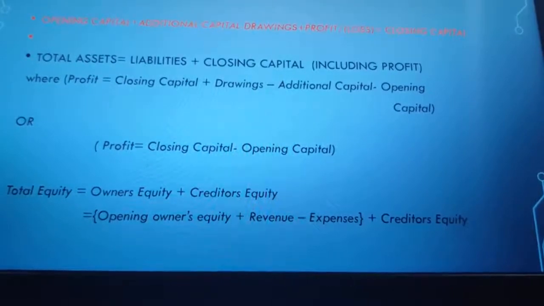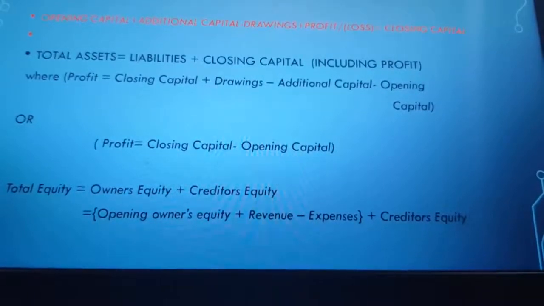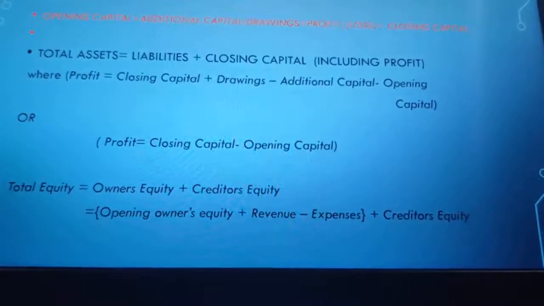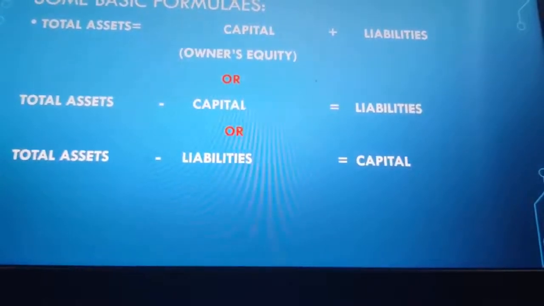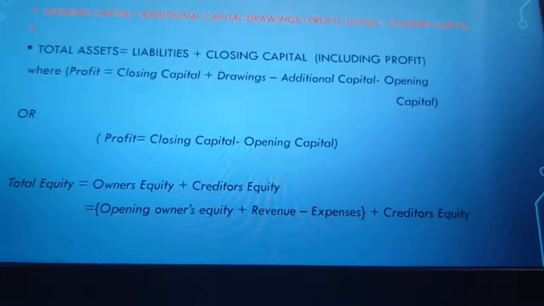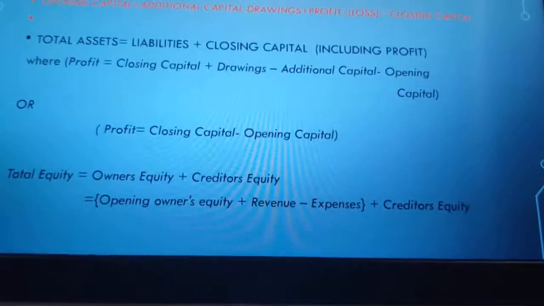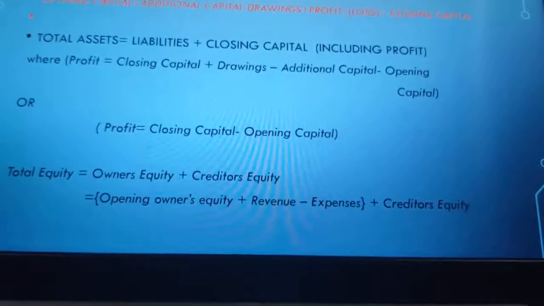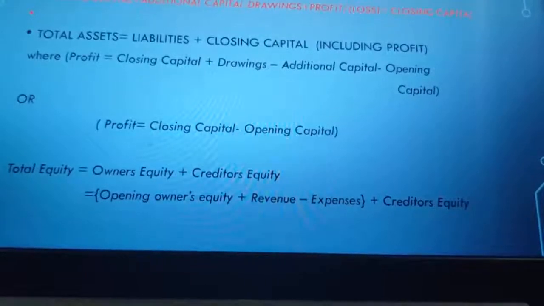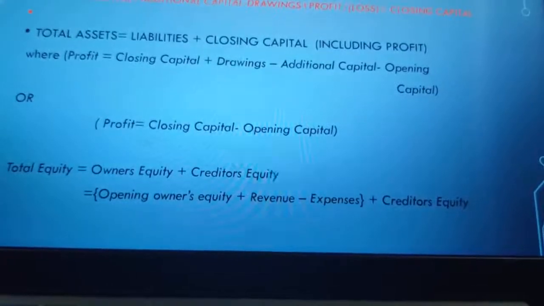Total equity is equal to owner's equity plus creditor's equity. Now, what do we mean by owner's equity plus creditor's equity? Owner's equity represents your capital only. Alright, and the word creditor's equity means liability. You may come across this terminology also regarding your liabilities. That is why we have mentioned it over here. This means total equity. I'm not talking about total assets, I'm saying total equity. It represents your owner's equity plus creditor's equity.